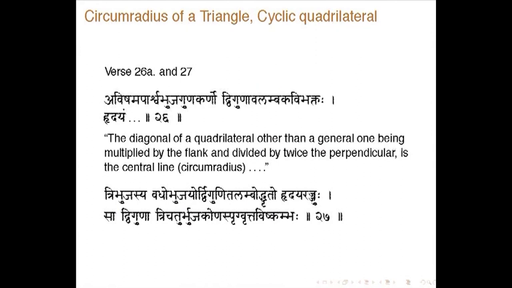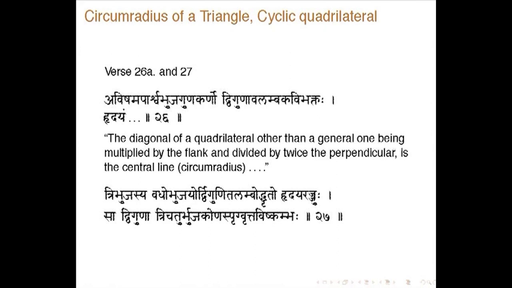So, now he goes to the circumradius of a triangle and a cyclic quadrilateral. The result is that the diagonal of a quadrilateral other than a general one, multiplied by the flank and divided by twice the perpendicular, is the central line, that is the circumradius. This is the earlier verse, part of verse 26 in chapter 12. The next verse gives the circumradius of a triangle.